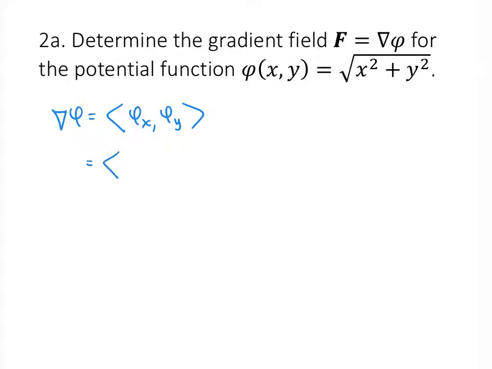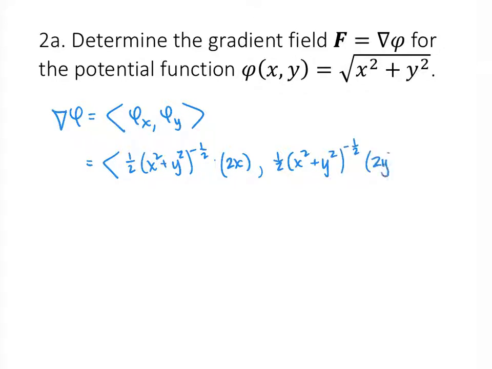So the x partial derivative is going to be 1/2 times x squared plus y squared to the minus 1/2, multiplied by the derivative of x squared plus y squared, which is 2x, because I'm taking the partial with respect to x. The partial with respect to y is going to be similar, 1/2 times x squared plus y squared to the minus 1/2, multiplied by the derivative of x squared plus y squared, which is 2y. So if I wanted to simplify this, I would get x divided by the square root of x squared plus y squared, comma, y divided by the square root of x squared plus y squared.